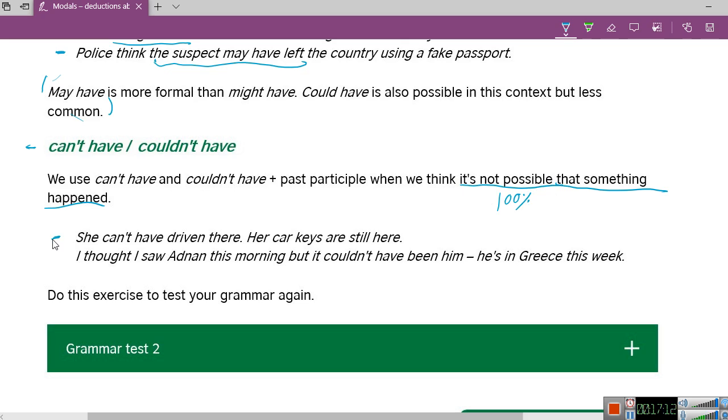Let's look at some examples. She can have driven there. Her car keys are still there. So it's not possible for her to drive the car, because if I see the keys, the car wouldn't start up. Now, okay, and I'm using can have because it's not possible.